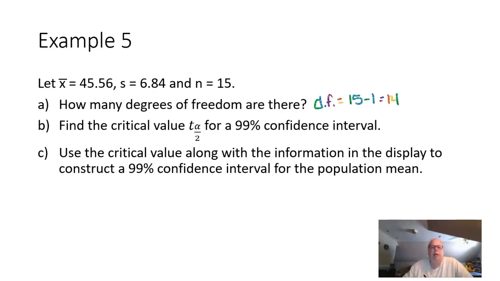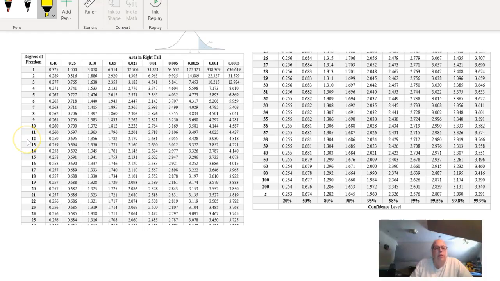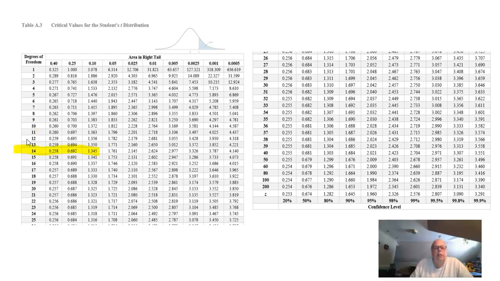Part B, find the critical value T sub alpha over 2 for a 99% confidence interval. This means we're going to need table A3, and I know we need table A3 because I have the sample standard deviation here, not the population standard deviation. Okay, so I'm going to be on line 14 and column 99%. Let's go to table A3. All right, line 14, here it is.